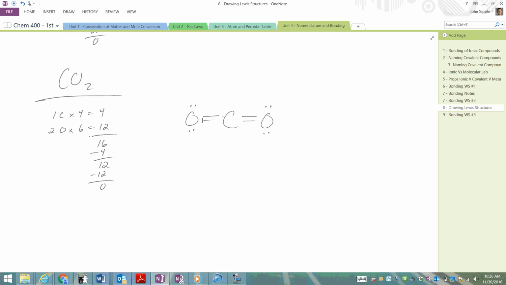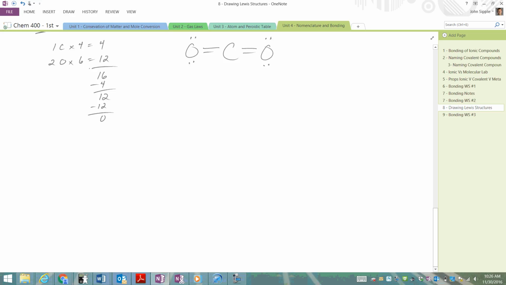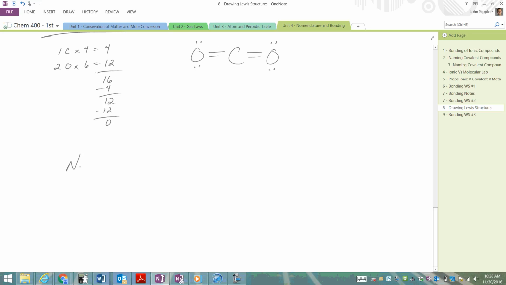All right, how about N2? Let's do nitrogen gas. Okay, we got 2 nitrogens. Each are bringing 5 electrons, right? We have a total of 10 electrons to dish out.